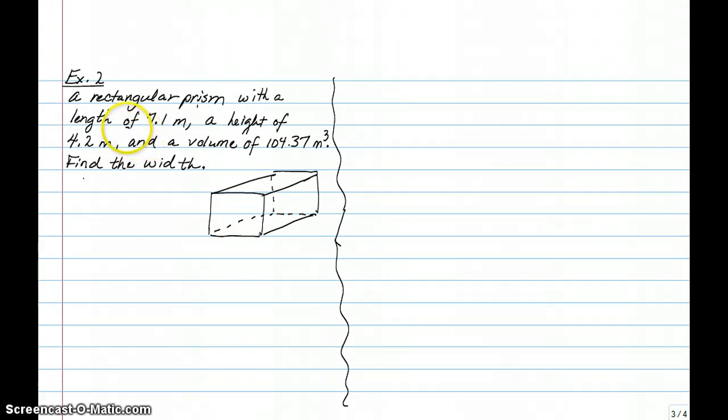And so you have a width of what you don't know. You have a length of 7.1 meters. You have a height of 4.2 meters. And you have a volume of 104.37 meters cubed. So that's how many cubic meters will fit inside of this particular rectangular prism. So volume is going to be V equals length times width times height.